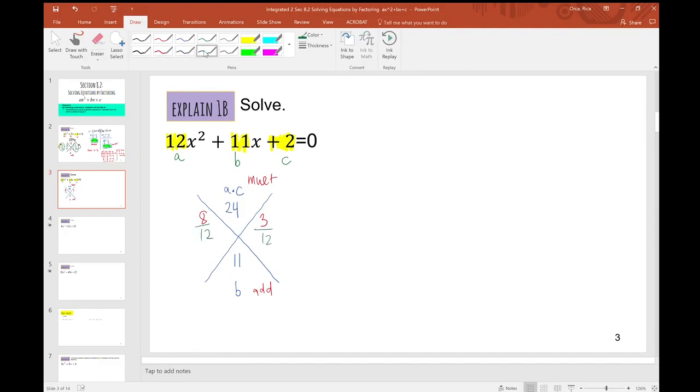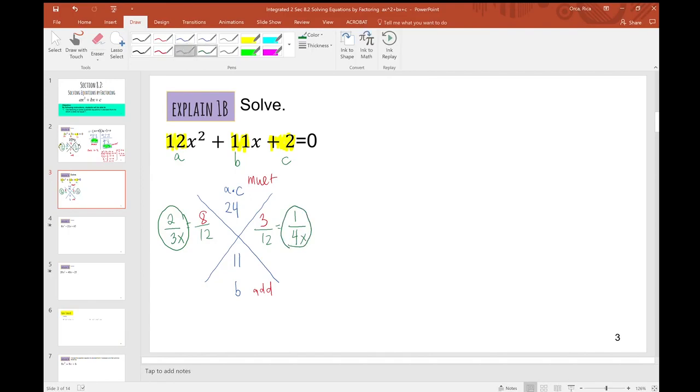Now let's reduce our fractions. 8 and 12 are both divisible by 4. 8 divided by 4 is 2. 12 divided by 4 is 3. Circle it and write the x at the bottom. 3 over 12, 3 and 12 are both divisible by 3. 3 divided by 3 is 1, and 12 divided by 3 is 4. Now let's put the x at the bottom. The x's will always be at the bottom.